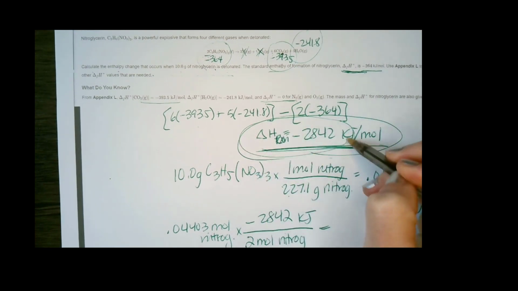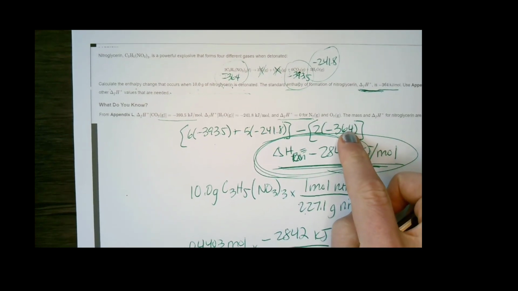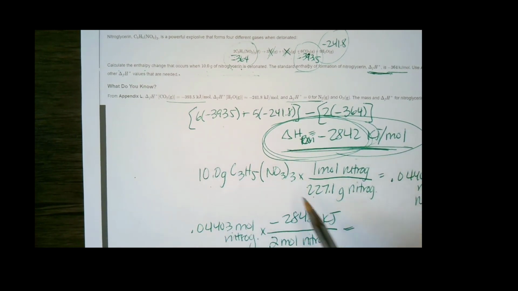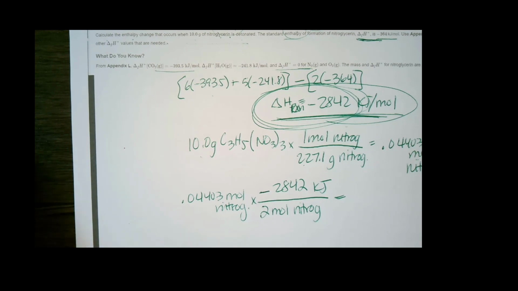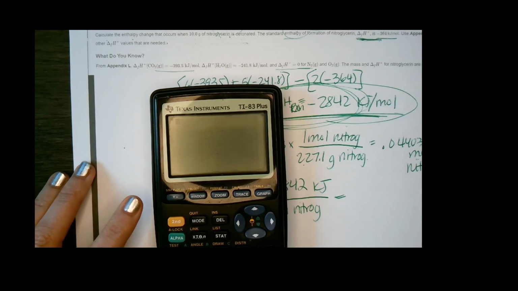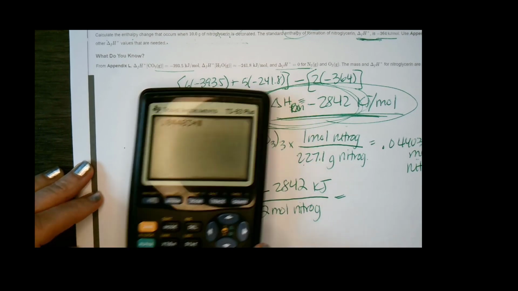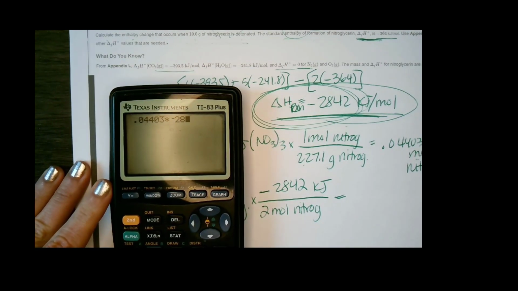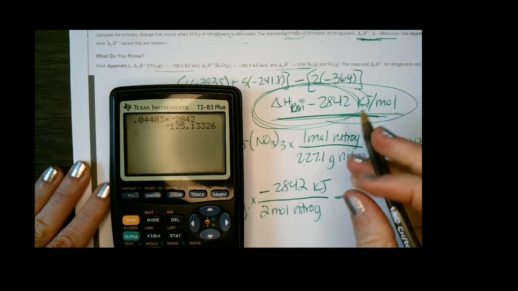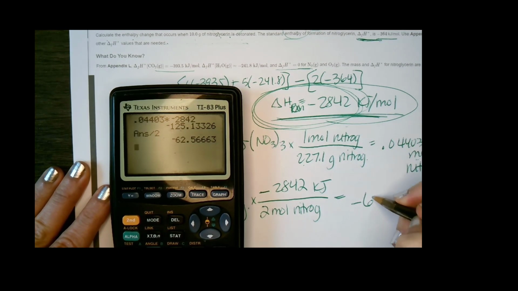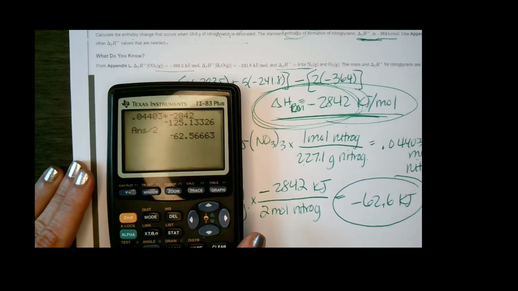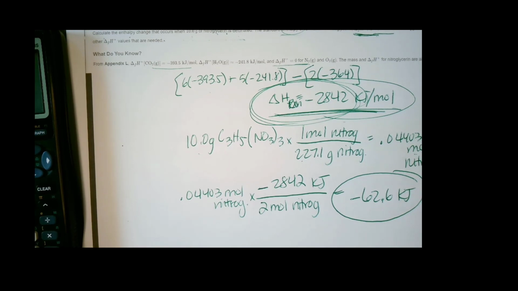So I can use that delta H that I found from my products minus reactants. I went from grams to moles, and I just went, oh, for 2 moles of nitroglycerin, this much energy is released. So now my last part is 0.04403 times negative 2842, and divided by 2. And I should get negative 62.6 kilojoules is my enthalpy change when I have 10 grams of nitroglycerin reacting.